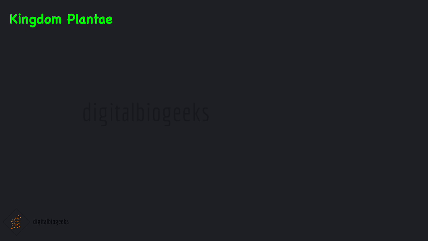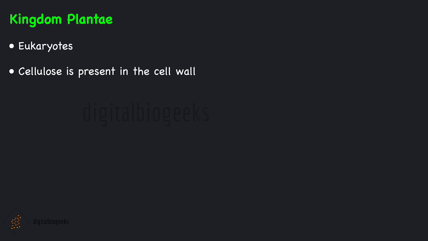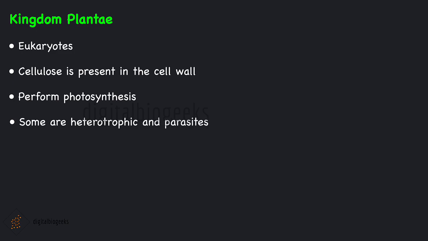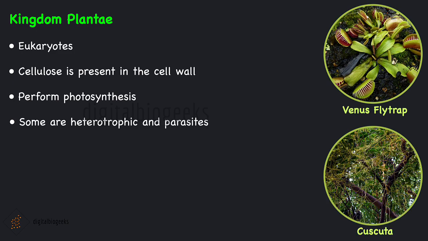Now let's learn about the kingdom Plantae. Plants are eukaryotic organisms and they carry cellulose in their cell walls and can perform photosynthesis. They can be heterotrophic or parasites. Examples of heterotrophic plants are insectivorous plants like Venus flytrap. An example of parasite is Cuscuta.